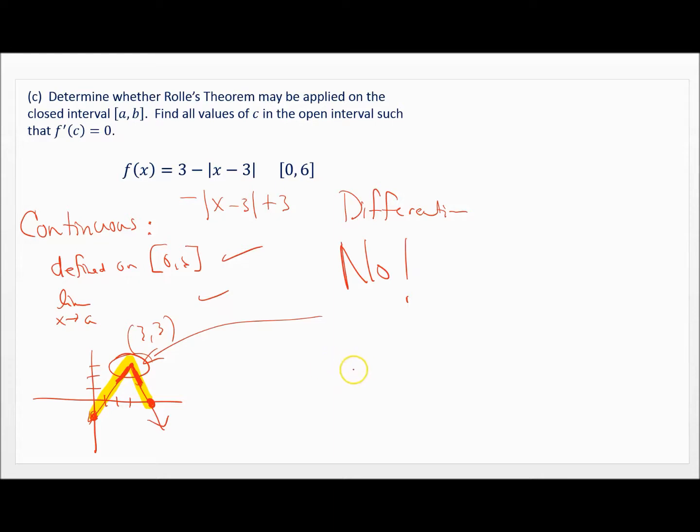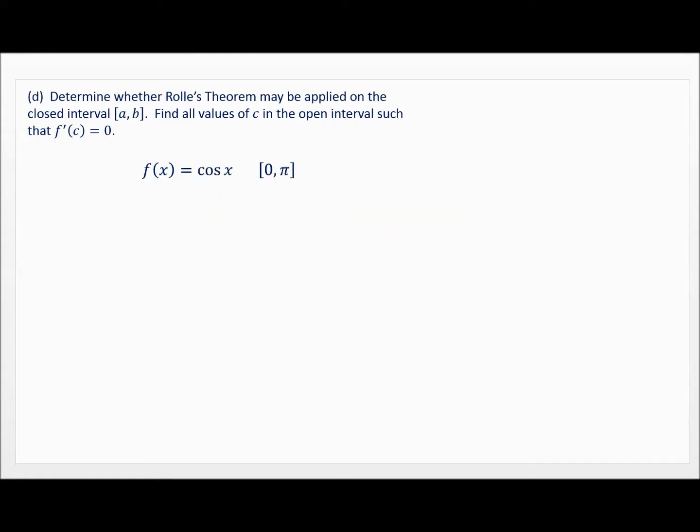What does that really mean? Ultimately, we cannot use Rolle's theorem. So we're dead in the water right there. We cannot go any further and use Rolle's theorem. Are you tired of these yet? D. Determine whether Rolle's theorem may be applied on the closed interval [a, b].